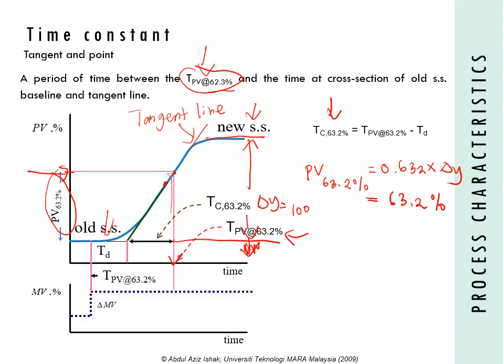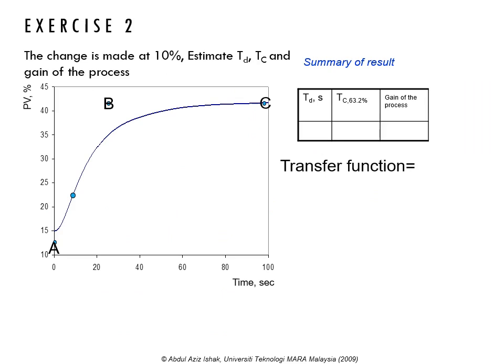Remember, in order to find the time constant, you need to find T at PV 63.2, which you have identified earlier, and then TD. How do we find TD? As mentioned earlier, it is from the point of the step input change to the intersection of the tangent and the old steady state value. After you identify TD, plug it into the equation, and then you will be able to identify the time constant at 63.2%. The figure shows the process response curve after a change is made to the set point at 10%.